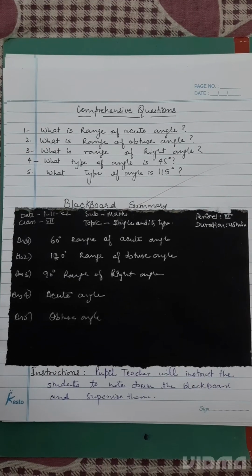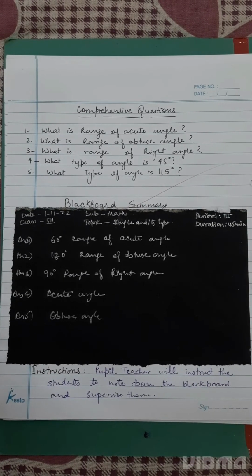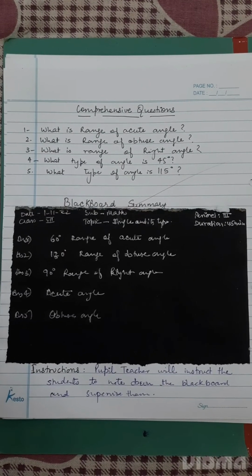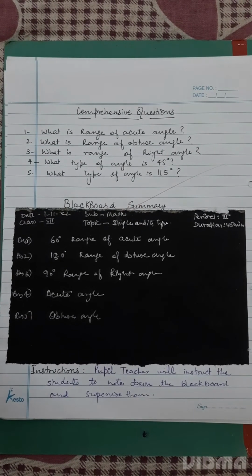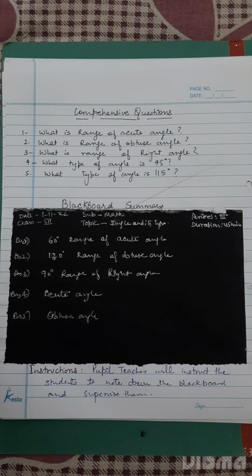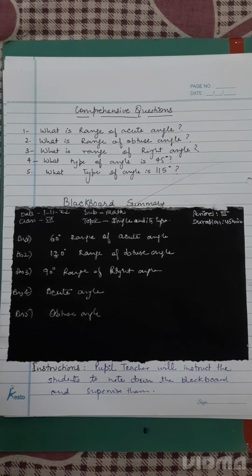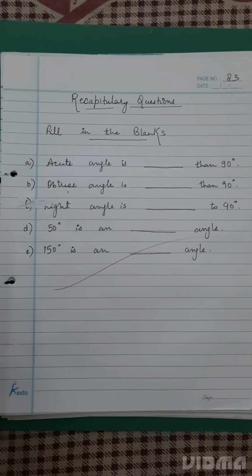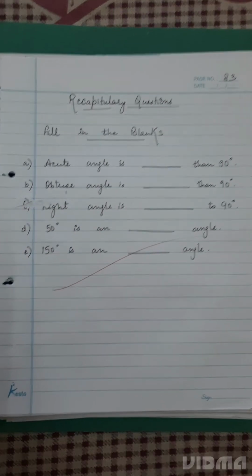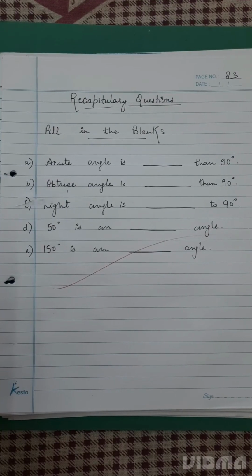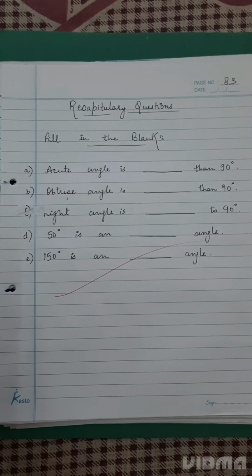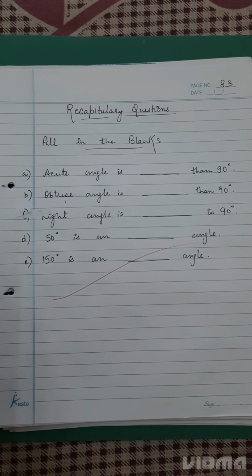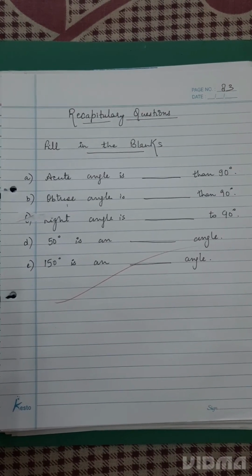So one by one you will ask the questions from the students, and when they respond you have to write the answers one by one on the blackboard. After that you will ask the students to write down all the answers from the blackboard in their copy and then supervise them. Proceeding further toward the recapitulatory questions. Recapitulatory questions are those questions which you ask the students to check what knowledge they have gained from today's topic.